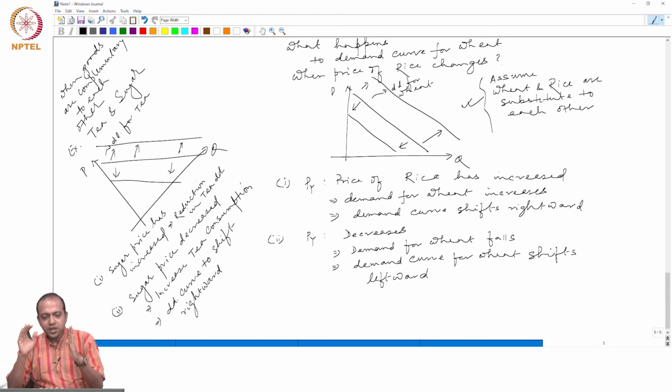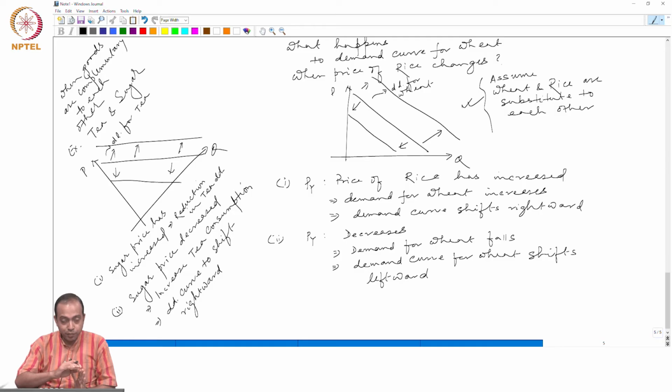Okay. So one thing we learned here, when there is a change in the parameter, the entire demand schedule will shift either rightward or leftward. But movement of the demand curve, whether it is left or right, depends on the nature of the two goods, relationship of the two goods. If the goods are substitute, then we will get one type of movement or shift. If the goods are complementary, then we will get another type of movement or shift. But whatever happens, in these cases, entire demand schedule is shifting.